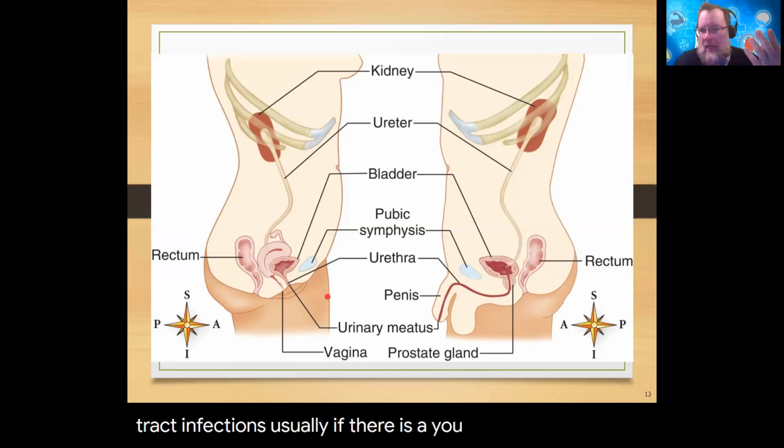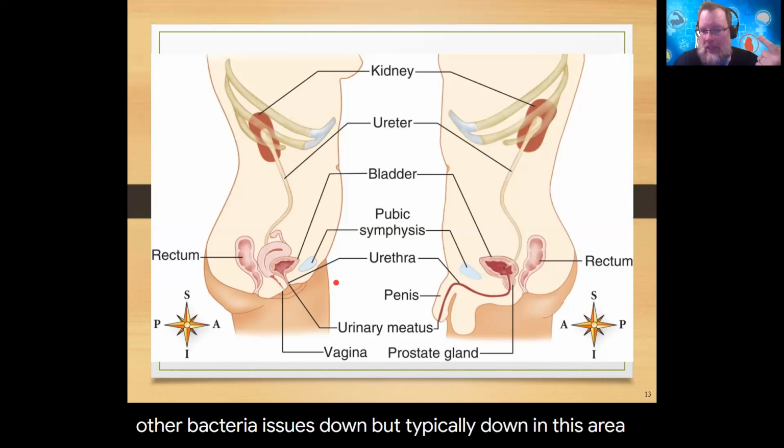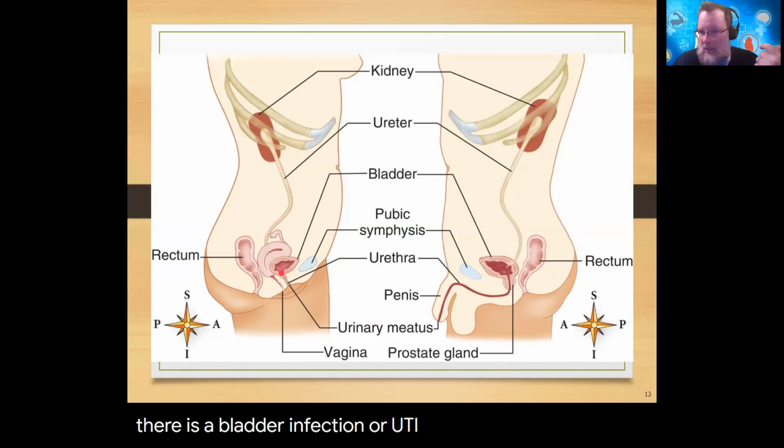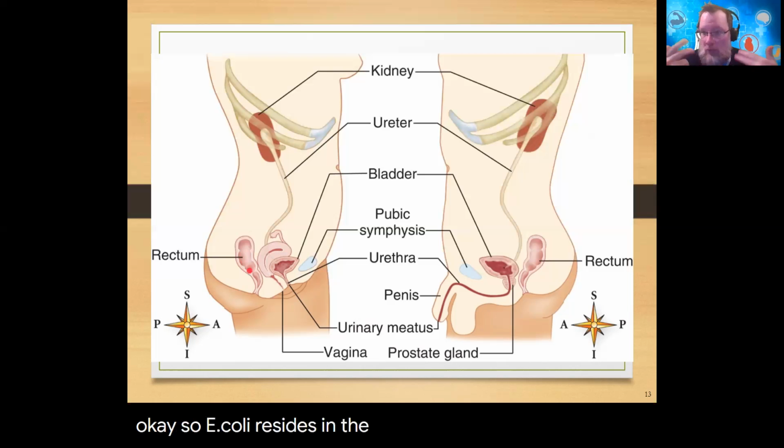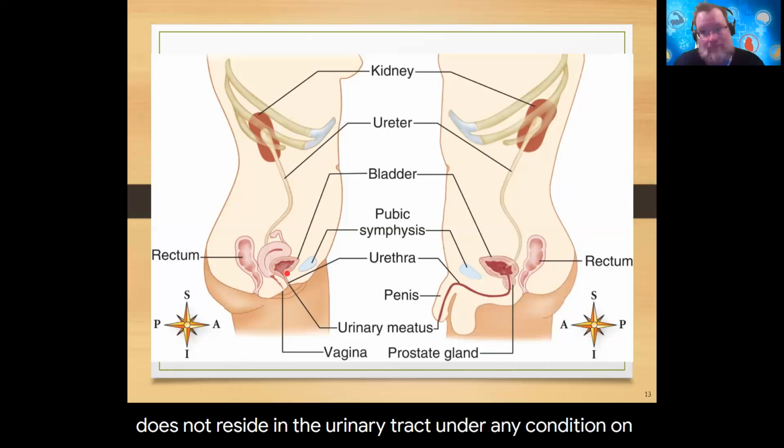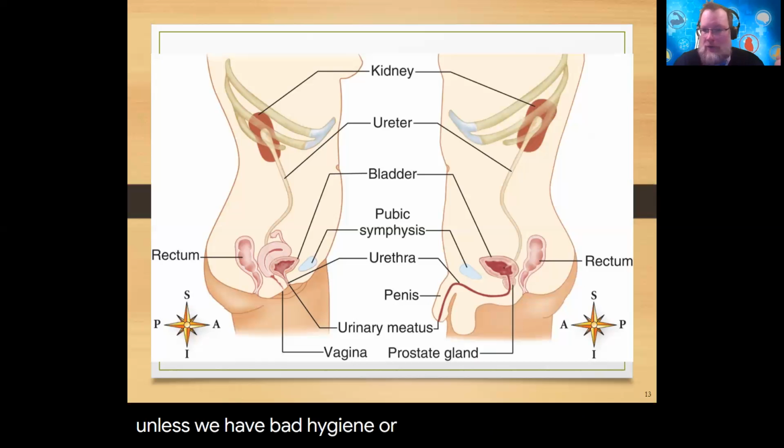Usually, if there is a UTI, the bacteria culprit, the bad guy, is usually E. coli. So, I mean, it could be other bacteria issues, but typically down in this area, if there is a bladder infection or a UTI, it's likely going to be an E. coli infection. And E. coli is naturally residing in the colon. Okay, so E. coli resides in the colon under normal conditions. It does not reside in the urinary tract under any condition unless we have bad hygiene or other slip ups. So we want to make sure that fecal matter doesn't get anywhere really near either of these spots.